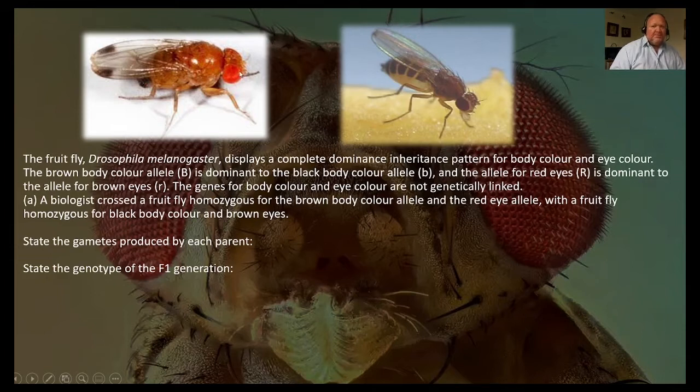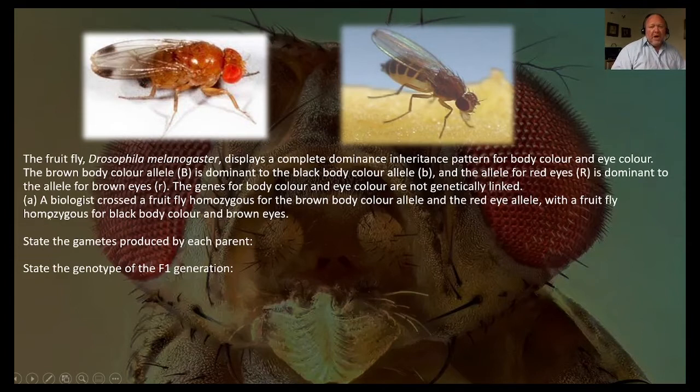So this one has a dominant and dominant phenotype. This one has a recessive and recessive phenotype. So we can immediately say what that one's genotype is, can't we? A biologist crossed a fruit fly homozygous for brown body color allele and red eye. Brown body is B and red eye is R. If they are homozygous, it means it's got the same alleles.